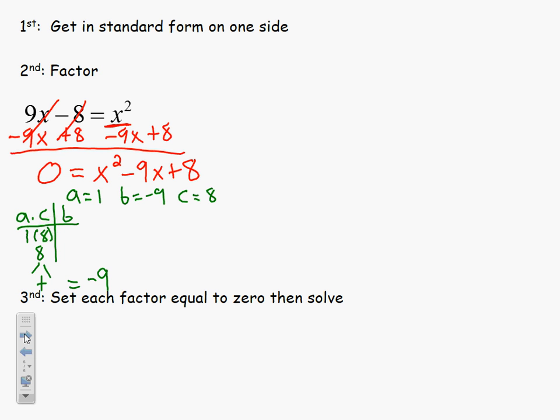Now, my number I'm starting with is a positive 8. So in order to keep it positive when I multiply, I either have to take 2 numbers that are positive and multiply them together, or take 2 numbers that are negative and multiply them together. Since I want a negative 9, I'm going to have 2 negative numbers. So the factors that multiply to 8 and add up to negative 9 are negative 8 and negative 1. Because if I multiply them, I get a positive, but when I add them, I get that negative 9. So this is what we're going to replace our negative 9x with.